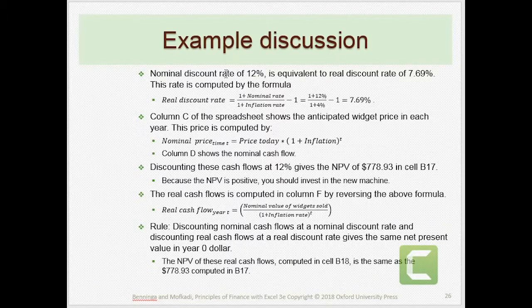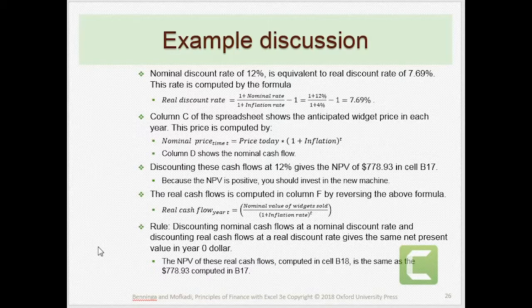So let's discuss this. We have a nominal discount rate of 12%. The equivalent real discount rate is 7.69%. This is the calculation. The real discount rate is equal to 1 plus the nominal rate divided by 1 plus the inflation rate minus 1. This is how we get the 7.69%. Column C in that spreadsheet shows the anticipated widget price in each year, computed by the nominal price, which is the price today, times 1 plus the rate of inflation. Discounting these at 12% gives us our net present value of $778.